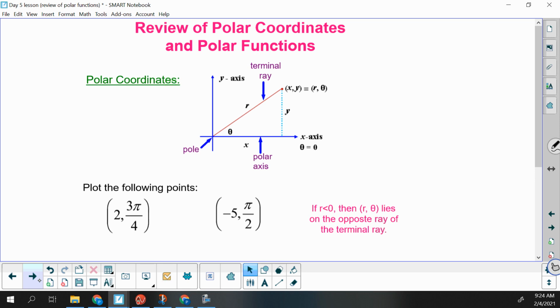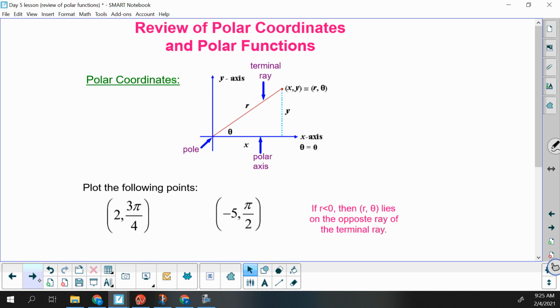All right, so we'll be on day 5 in our notes packets. And we're going to look at polar coordinates and polar functions. So a polar coordinate is in the form r comma theta. Any point could be written in rectangular form, so that would be the x comma y, or in polar form r comma theta. The r comma theta tells us how far from the pole, which is 0, 0, and what angle from the polar axis, which is that x-axis on the right.